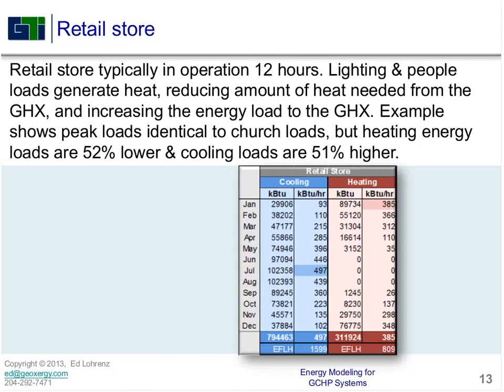If we look at a retail store, that kind of building, even though it's got identical peak loads to the church, is run very much differently. A typical store is going to run 12, 14, 16 hours a day, some stores 24 hours. There's a lot of lighting in there, a lot of people in there to generate a lot of heat that is not needed to be taken from the ground heat exchanger. In fact, you're going to be shoving heat into the ground heat exchanger in a lot of these buildings much of the winter. So basically, that's going to change what the size of the ground heat exchanger is.